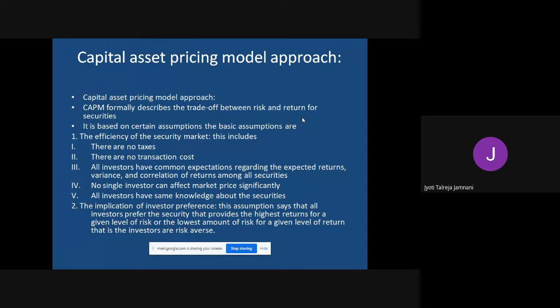Second, the implication of investor preference. This assumption says that all investors prefer the securities that provide the highest return for a given level of risk, or the lowest amount of risk for a given level of return. That is, the investors are risk averse. So here he is trying to say that investors don't want to take risk. They want to invest in safe companies. So either they will say, for a given level of risk, I want a very high return.